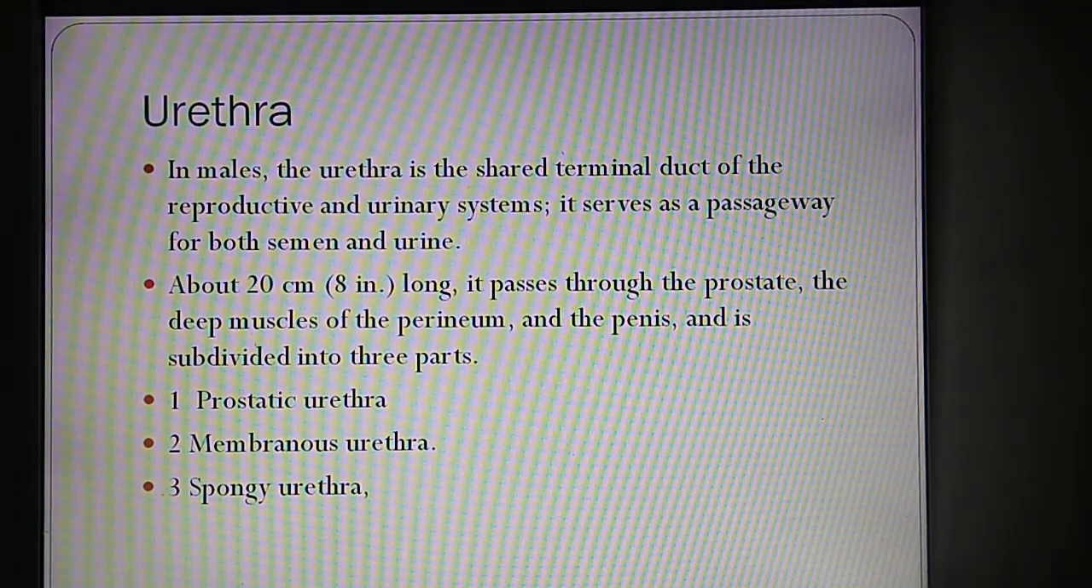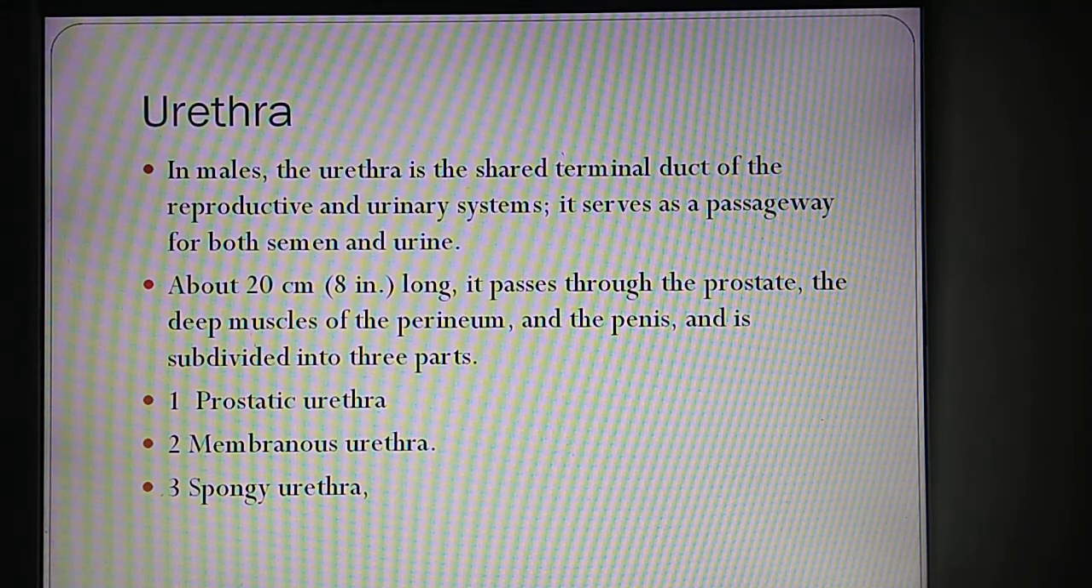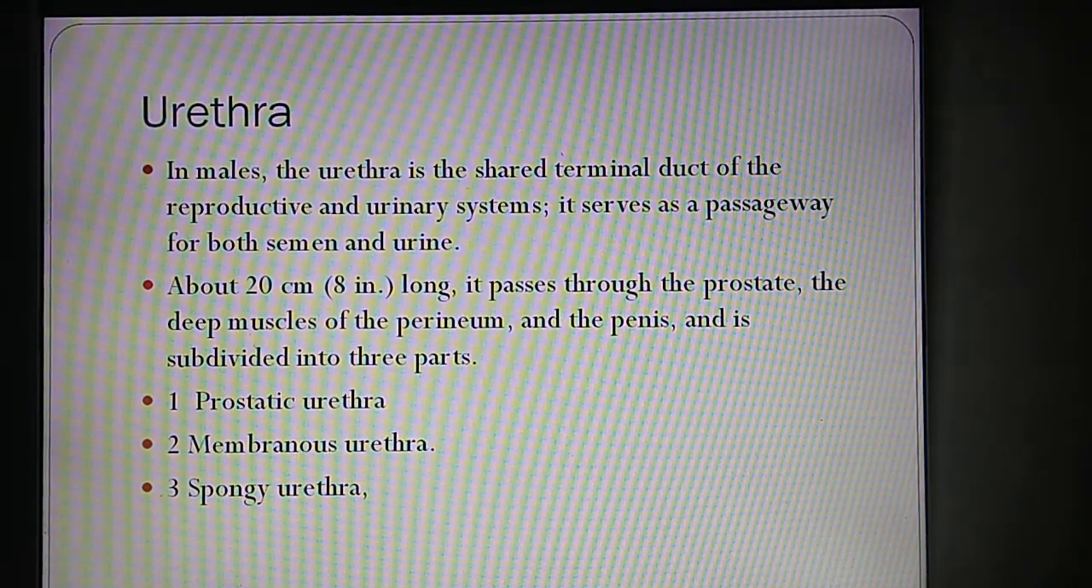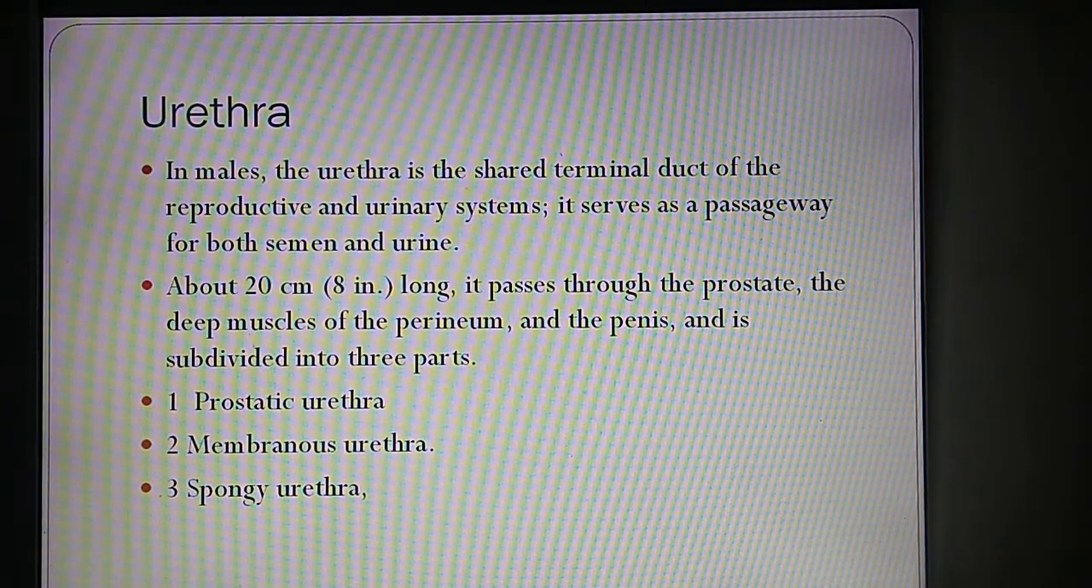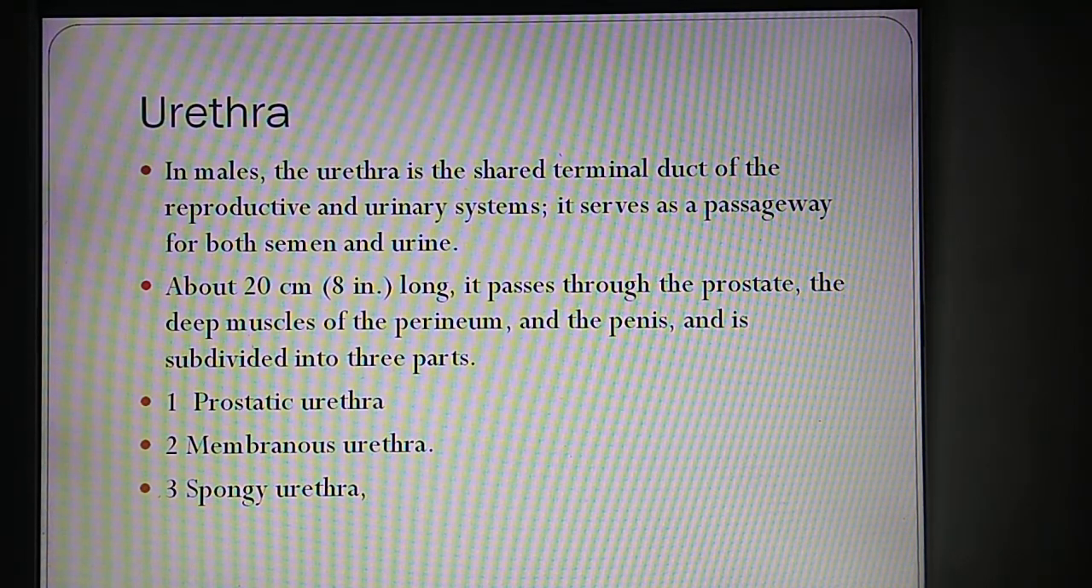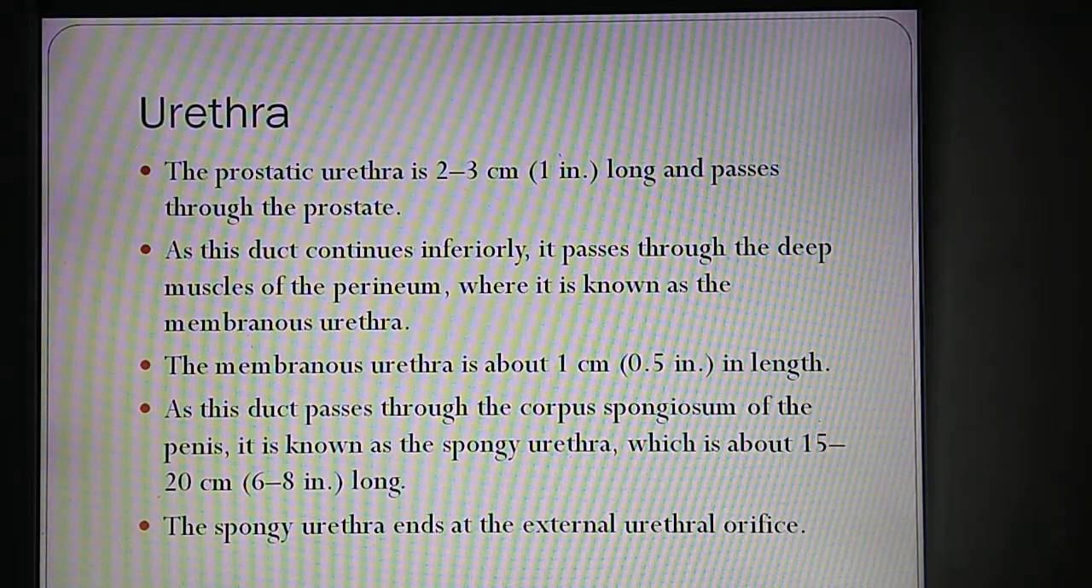About 20 centimeters long, it passes through the prostate, the deep muscle of the perineum and the penis, and is subdivided into three parts: prostatic urethra, membranous urethra, and spongy urethra. These are the three parts of the urethra.